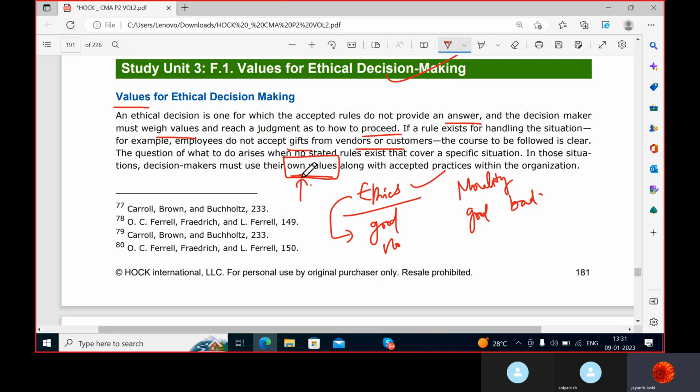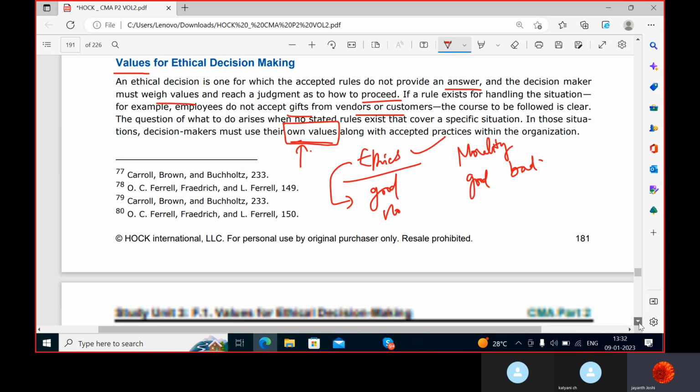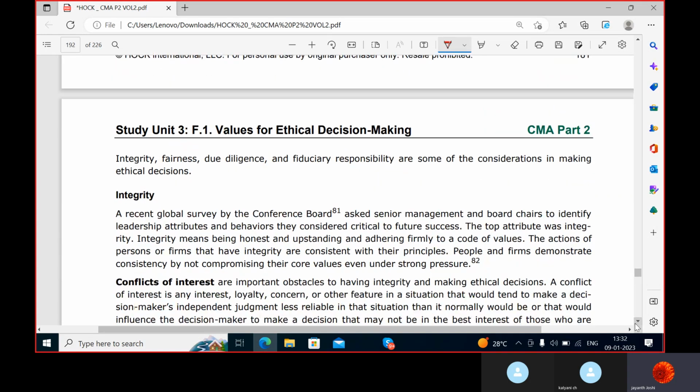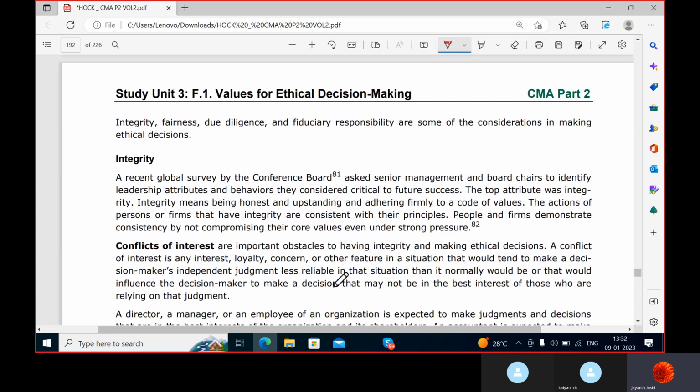When there are no rules, common sense prevails, but some people don't act morally, and they do all sorts of malpractices under some pressure, or some kind of targets they want to achieve in life in a very short span of time, whatever it is. They involve themselves in malpractices. But when you have good values, you'll never do any task which has to be avoided.